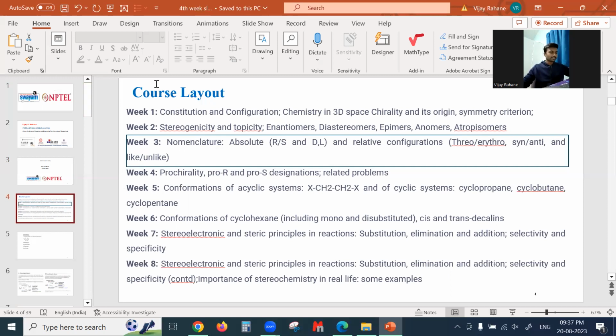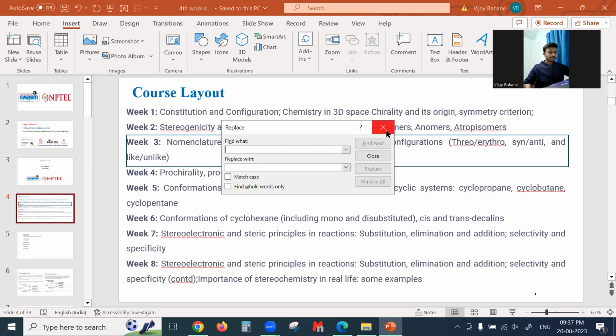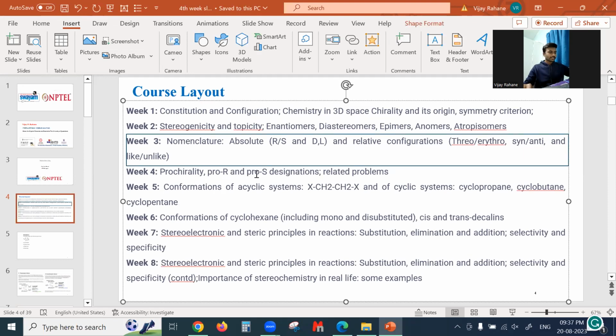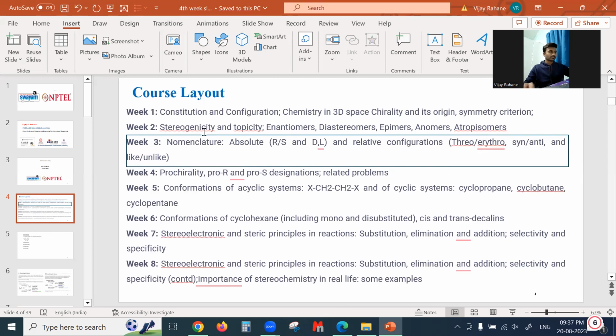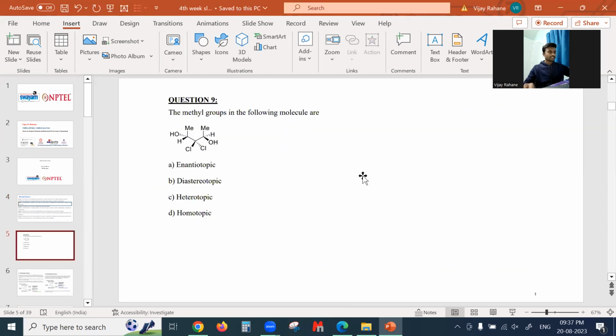So we'll cover most of the problems today on the topic of prochirality, pro-R and pro-S designation, and some conformations of acyclic systems and cycloalkanes like cyclopropane and cyclobutane, and also the Newman and sawhorse projections and their stabilities, problems based on the stability of the different conformations of alkanes. These are some problems we have left and have not solved.